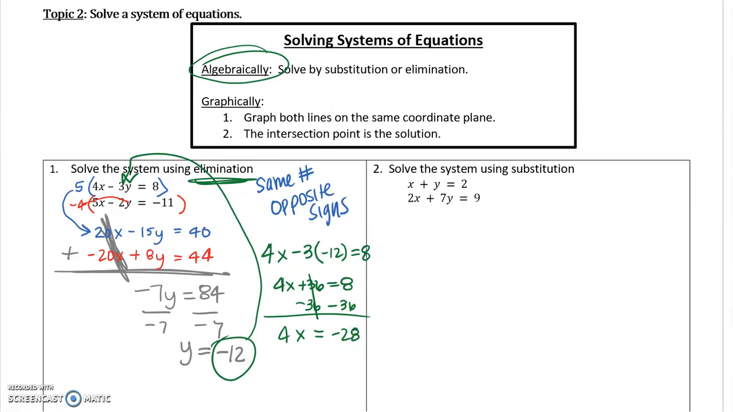They cancel. I have 4x equals negative 28, and negative 28 divided by 4, so I get x equals negative 7. So that's my answer: x equals negative 7 and y equals negative 12. Depending on your situation, this might be written as a point. It would be the point negative 7, negative 12.